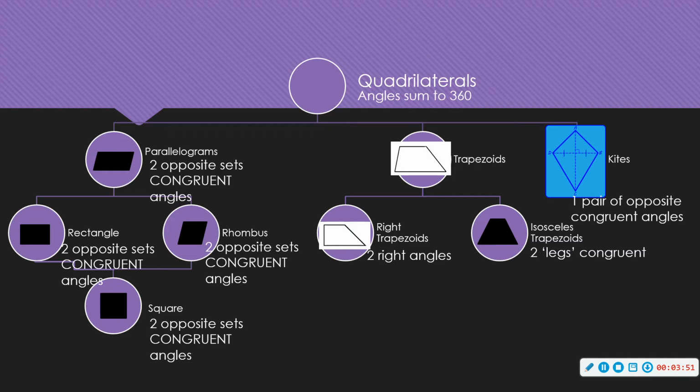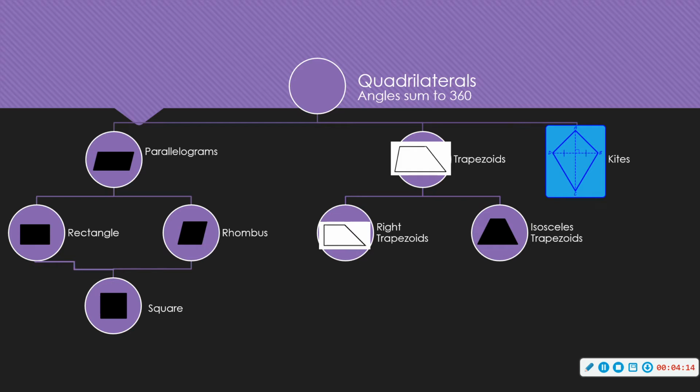Now another fun fact about kites is that they have one pair of opposite congruent angles, and you can kind of see that if you ignore the short diagonal in the middle there. What you have on either side is a left and a right triangle, and those triangles will be congruent. And so that means that angle D and angle B right there are congruent angles. So that's kind of a fun fact.